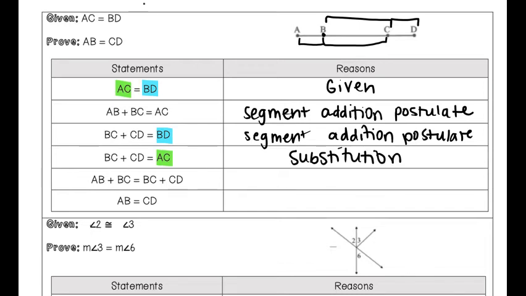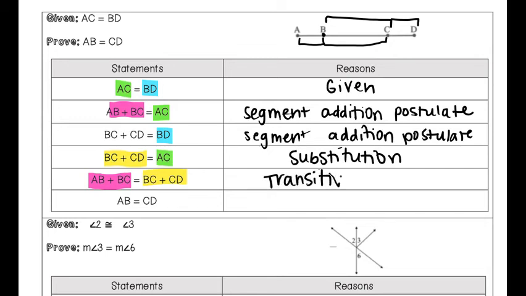When I look at the next line, I can see that AC was equal to this BC plus CD. That's showing up right here. I can also see that AC was equal to AB plus BC. Since those are both AC and they are equal to each other, I am now taking this BC plus CD and AB plus BC and setting them equal to each other, and I'm using my transitive property to do that.